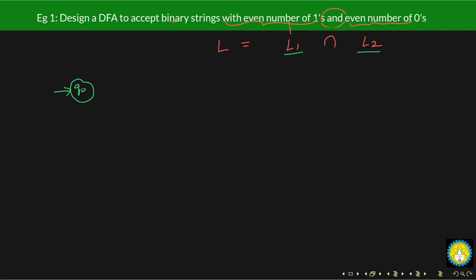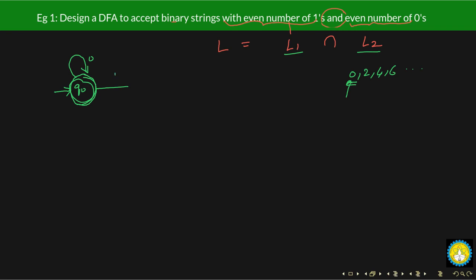Now we know that even number can be 0, 2, 4, 6, etc. So 0 is also a valid even number. So Q0 by itself is going to be a final state, because if you find no ones, that's also possible. If you are finding 0 ones, then that's also accepted. So Q0 becomes our final state. Now at Q0, if you are seeing a 0, you are going to stay here because you have not seen any ones. So as long as you see zeros.